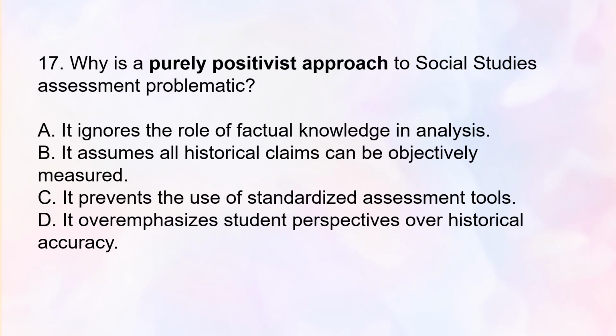Number 17. Why is a purely positivist approach to social studies assessment problematic? Letter A, it ignores the role of factual knowledge in analysis. Letter B, it assumes all historical claims can be objectively measured. Letter C, it prevents the use of standardized assessment tools. Or letter D, it overemphasizes student perspective over historical accuracy.